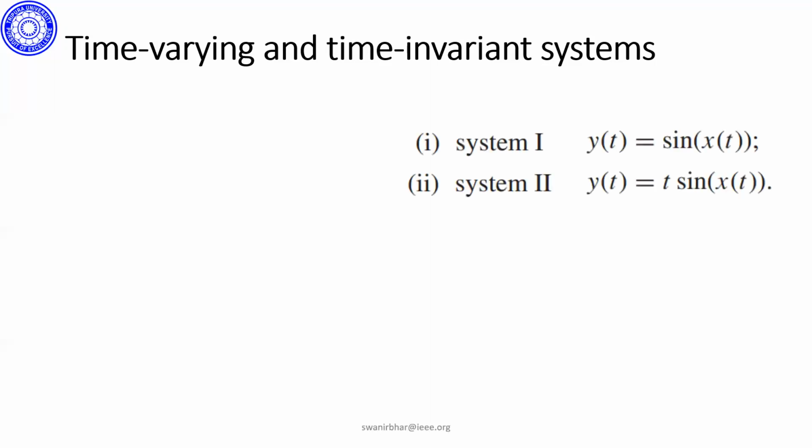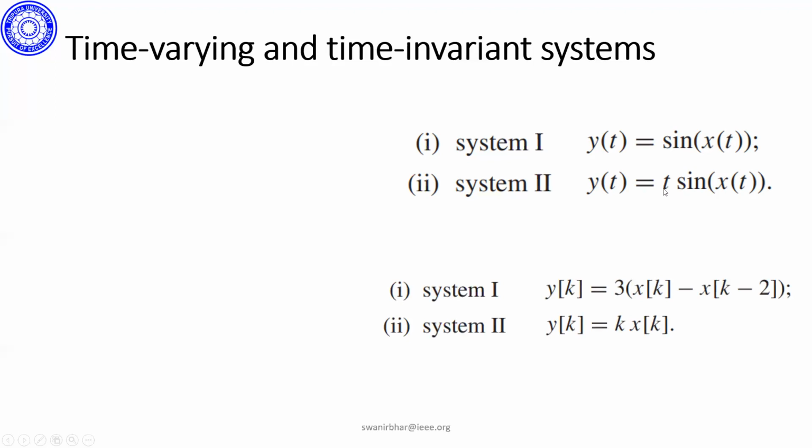Coming to system 1, y(t) equals sine x(t), and system 2, y(t) equals t sine x(t). In system 1, y(t) is equal to sine x(t), and the second one is time varying because here time is a multiplying factor, whereas in the first one there is no such factor. The same holds for discrete time systems with k. In discrete time, system 1 is time invariant and system 2 is time variant, and in continuous time, system 1 is time invariant and system 2 is time variant.